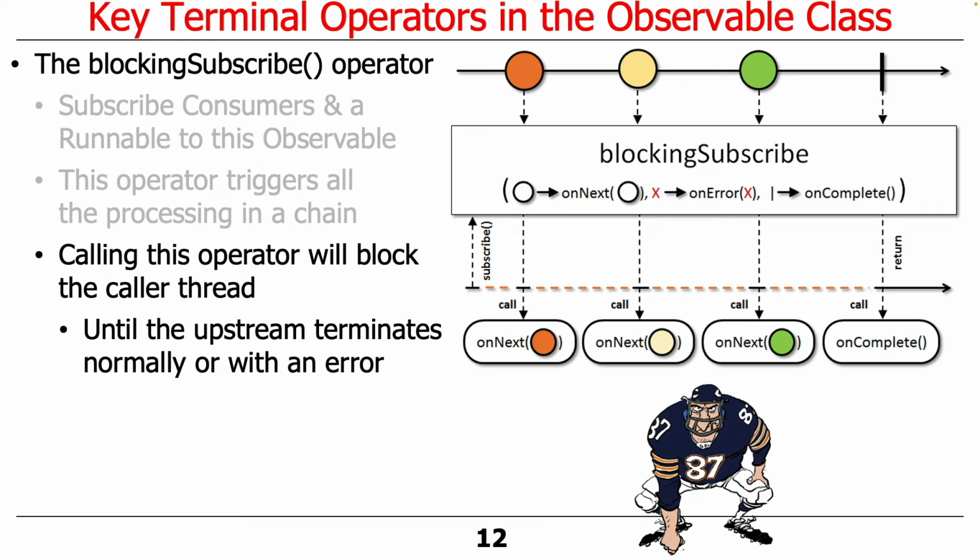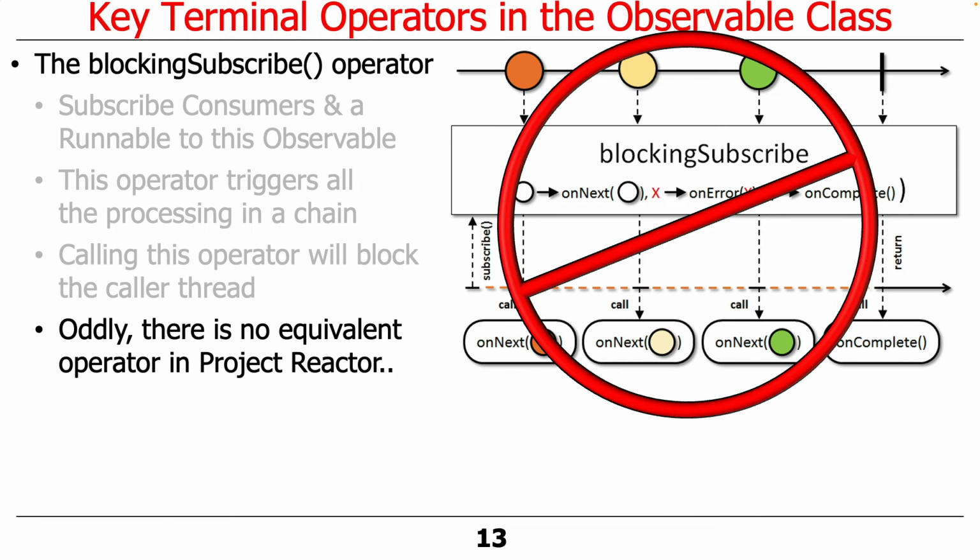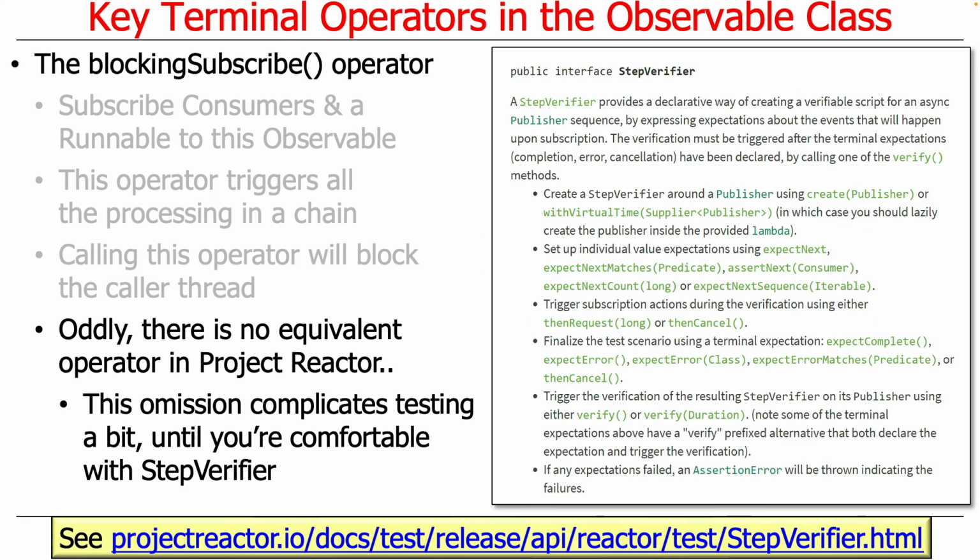Unlike most operators in Observable, the blocking subscribe operator will block the caller thread until the upstream terminates normally or with an error. In other words, when other things earlier in the stream are done. So the thread will not continue. And that's actually very useful for testing purposes if you don't have something as cool as the async task barrier we talked about before. For some odd reason, there's no equivalent in Project Reactor. There's no blocking subscribe operator at all. And so you have to kind of do a bunch of other fancy, funky things.